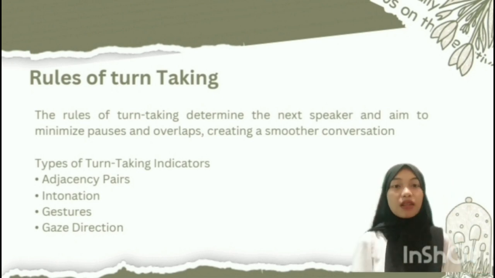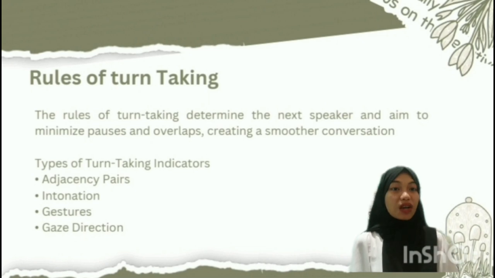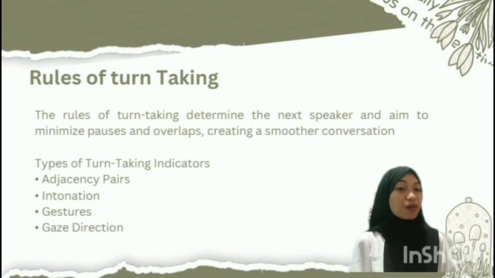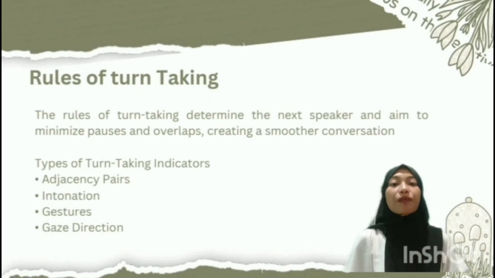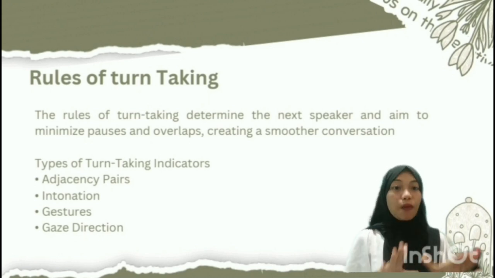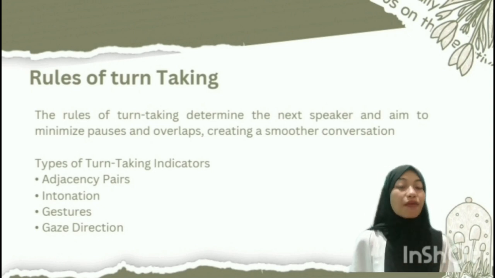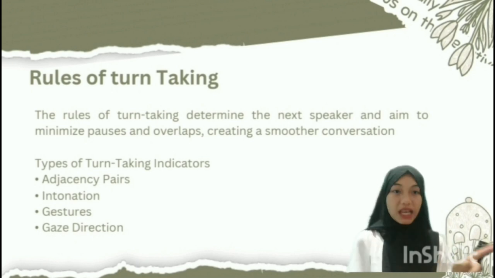Gaze direction. The speaker often looks downward when talking and upward when listening. A steady gaze from the speaker signals a transition relevant point, indicating it is time for the next speaker to take over. When someone is speaking, they look down, and when they're listening, they look up. A steady gaze at the end of a turn signals that it's time for the next person to speak.